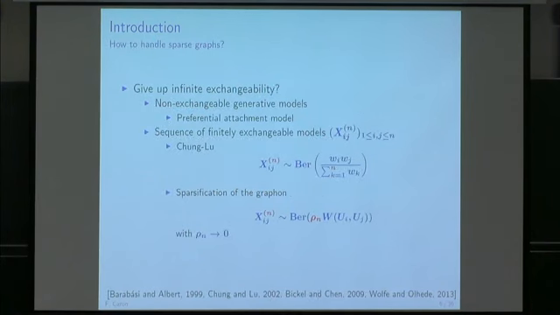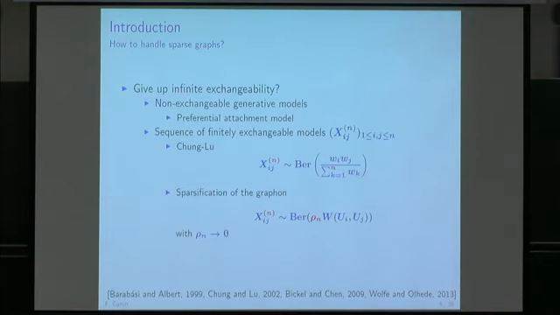So what do people do to handle sparse graphs? You cannot have infinite exchangeability and sparsity. So one way to address this is to give up infinite exchangeability, and you can have non-exchangeable generative models. For example, preferential attachment is one of them. What a lot of people are doing as well is to consider a sequence of finitely exchangeable models. For a given sample size n, you've got a model x_ij of n, for i, j equal to 1 to n, where the model for a given n is finitely exchangeable.